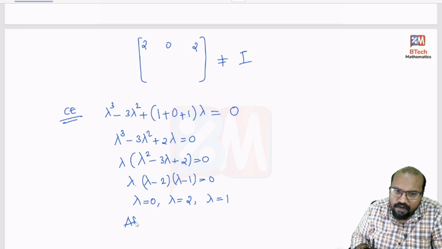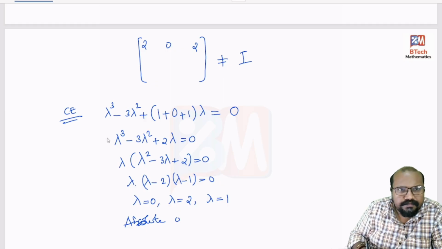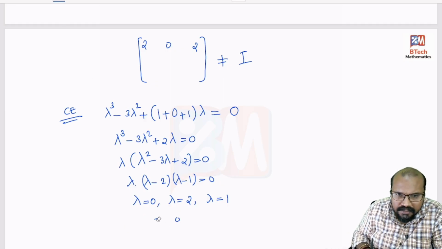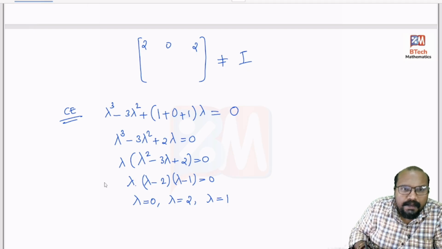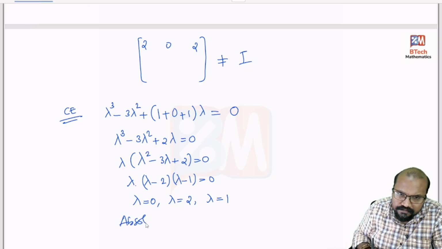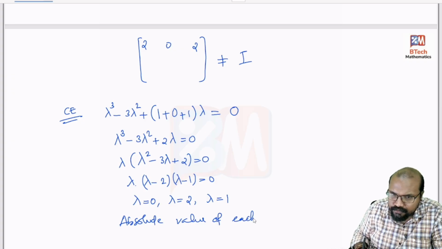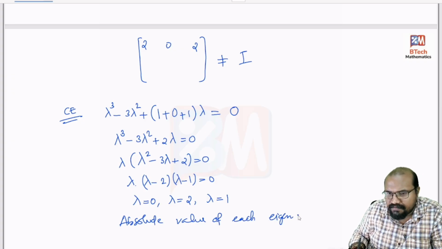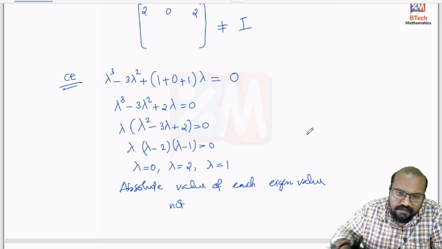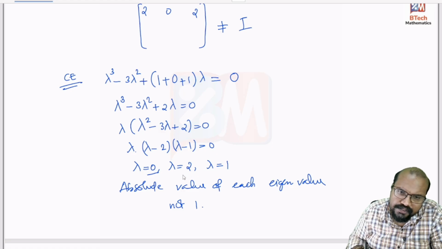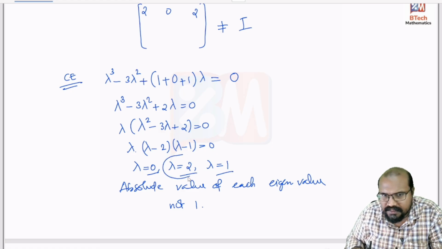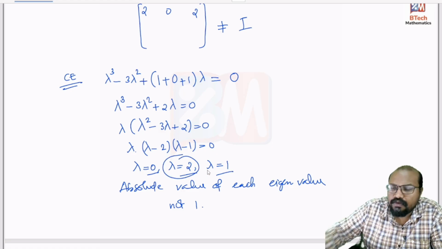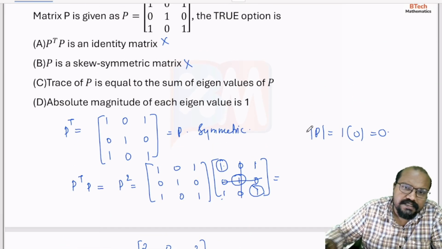And the absolute value of each eigenvalue is not 1. It's 0, it's 2 and it's 1. Here there is a lambda having value 2. Therefore option D is not right.